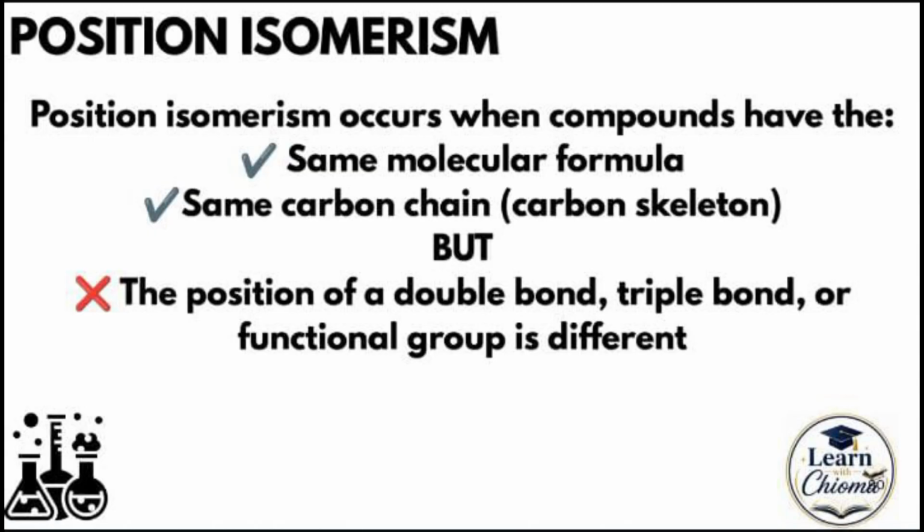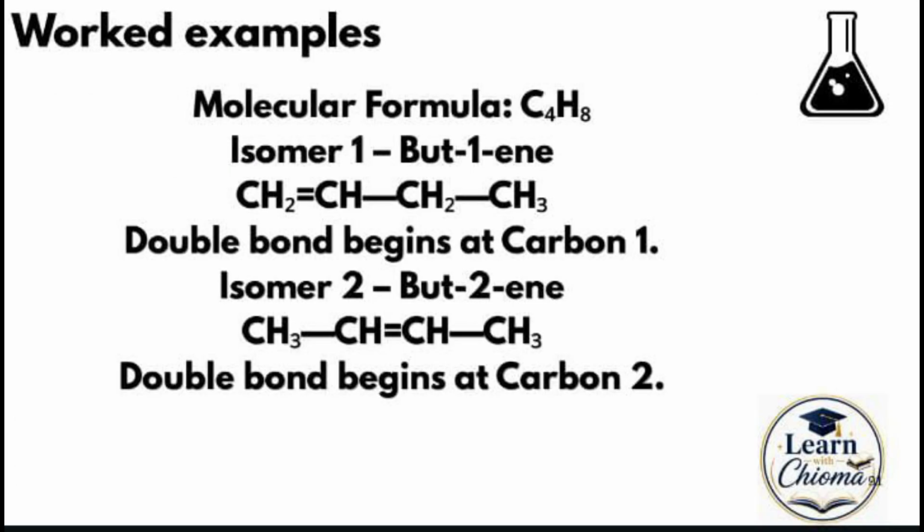Let's move to the second type of structural isomerism, position isomerism. Unlike chain isomerism, the carbon chain does not change. Instead, the position of a double bond, triple bond, or functional group changes. Consider but-1-ene and but-2-ene. Both compounds have the same molecular formula, C4H8, and both have 4 carbon atoms arranged in the same chain. The only difference is the location of the carbon-carbon double bond. In but-1-ene, the double bond starts at the first carbon atom, while in but-2-ene, it starts at the second carbon atom. Because only the position changes, these compounds are called position isomers.